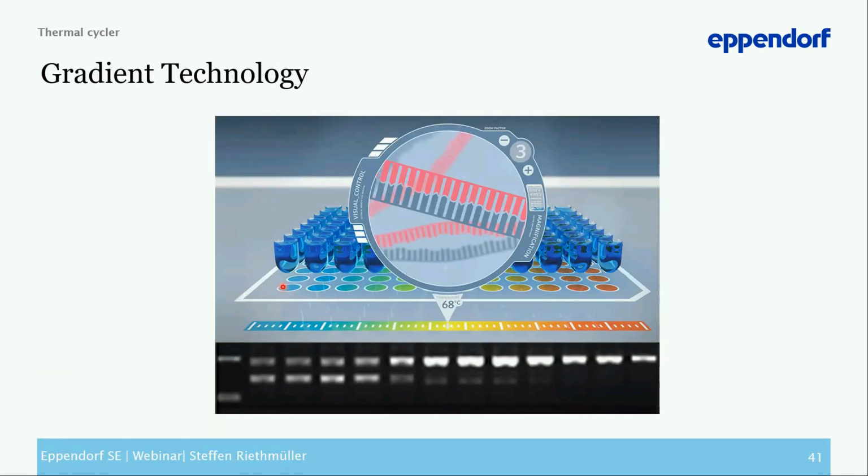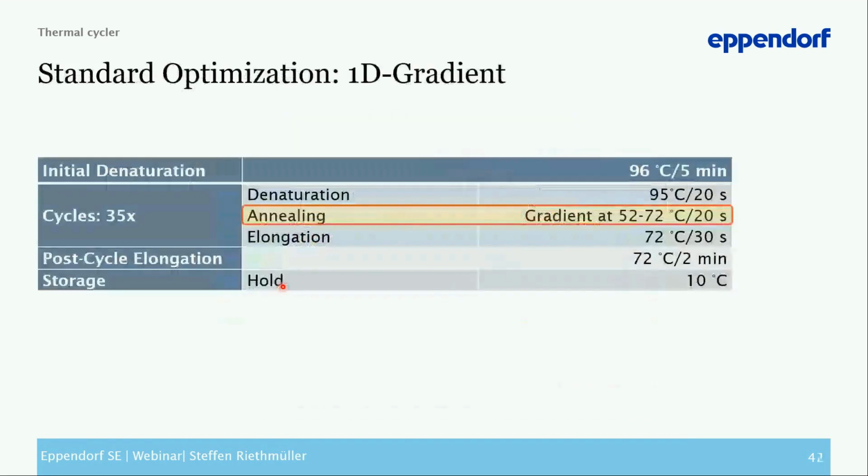And now I would like to talk about optimization of your PCR protocol. You might have heard about the 1D gradient function. In case you have a new set of primers, then it makes sense to test the optimal annealing temperature. This can be done with a 1D gradient. For instance, here you can try different temperatures between 52 and 72 degrees during the annealing step. After the PCR, you know the optimal annealing temperature for your primers.